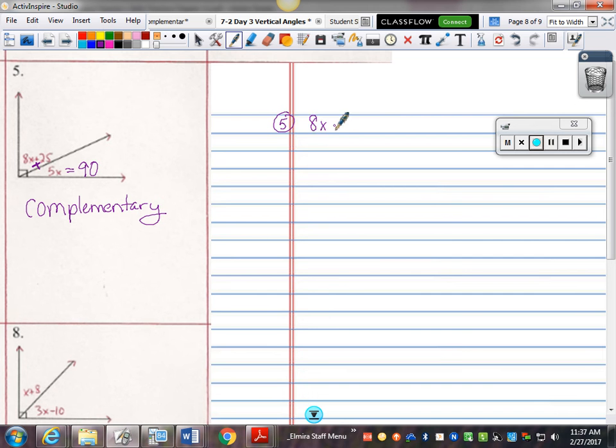8x plus 25 plus 5x equals 90. Here again, check. What do we got going on here? All right, we've got like terms because they're on the same side of the equal. They're both on the left-hand side. So 8x plus 5x is 13x. Bring down plus 25. Bring down equals 90. And then it's a 2-step from there.